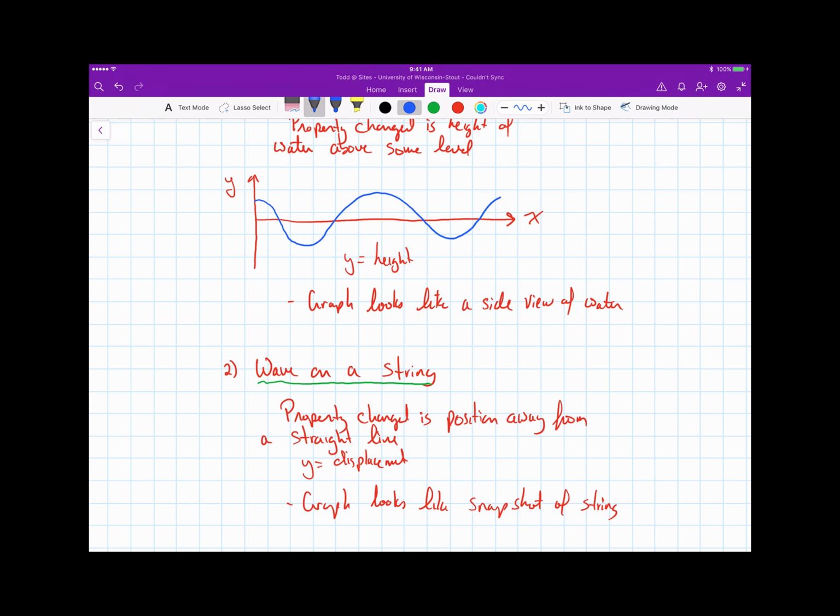So these are two examples of waves where there's physical movement. Now the particles themselves are not moving along with the wave. The particles are moving perpendicular to these systems.